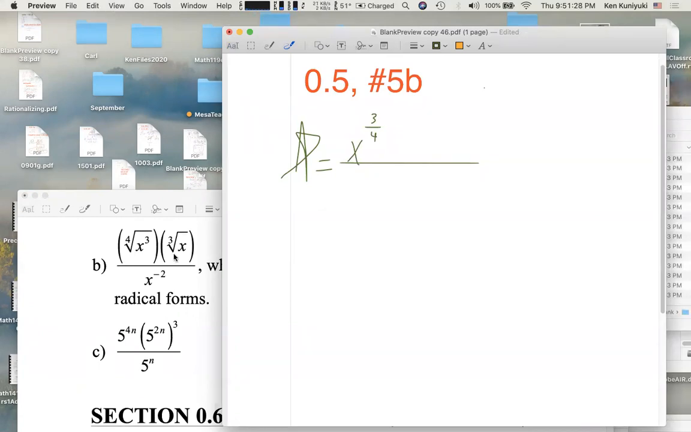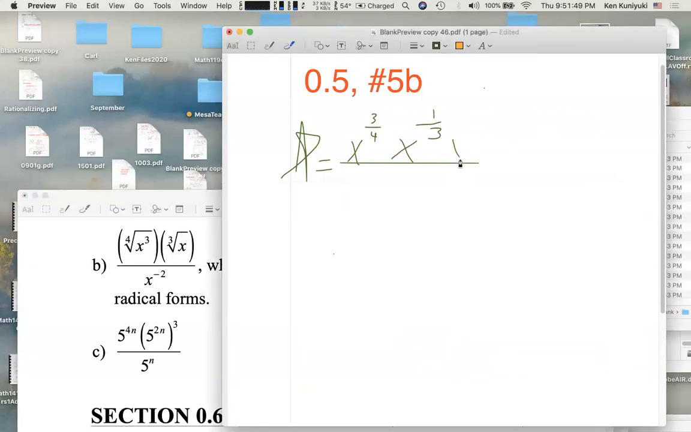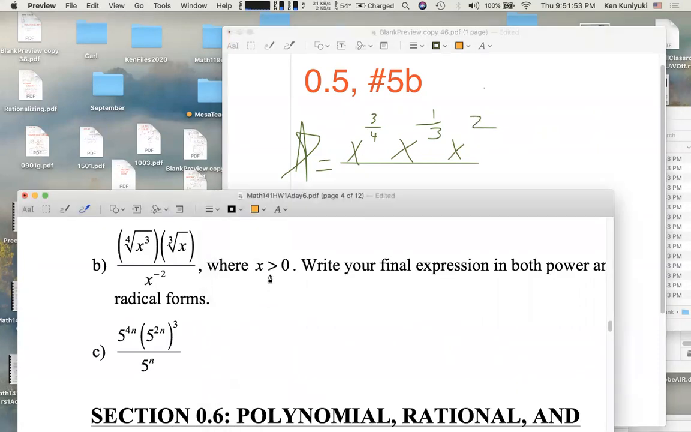Times the cube root of x, that's x to the what? That's x to the 1/3. All over x to the -2. In fact, to save time, bear in mind, the x to the -2 can hop up as x squared. Observe that 0 is excluded from here anyway, and also negative values are excluded by the 4th root here.